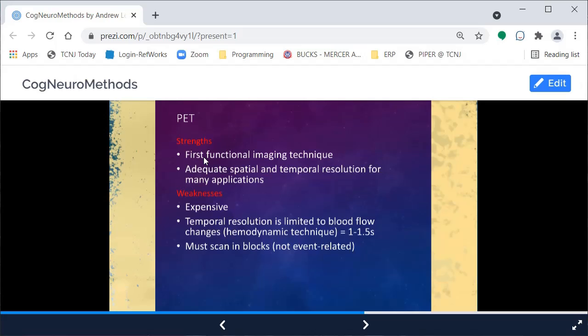Now, the other problem with PET is that you have to scan in blocks, so it's not event related. And the reason is the way the scan happens. So you inject a label, the label decays, and then creates an opportunity to scan.